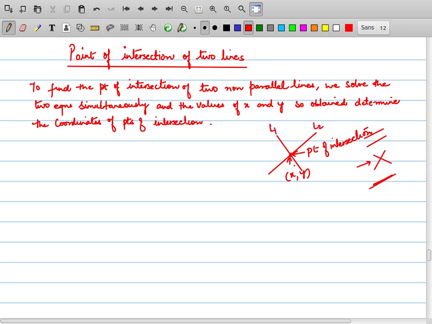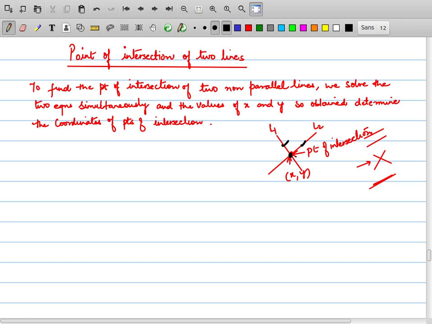The importance of this point of intersection is that it will satisfy both these equations, because this point is lying on both the lines. This is lying on this line also, and this is lying on this line also. Therefore this point will satisfy both the equations.